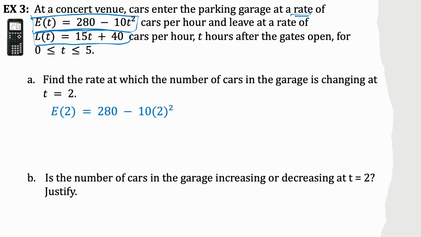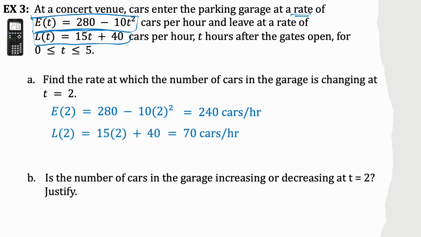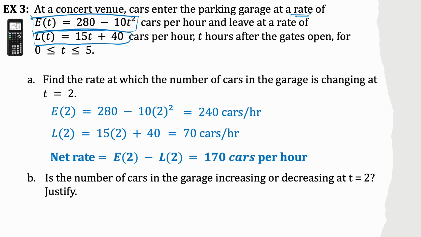Well, E of 2, the rate at which they're entering, is 240 cars per hour. L of 2, the rate at which they're leaving, is 70 cars per hour. So the net rate is entering minus leaving, about 170 cars per hour. Part B, is the number of cars in the garage increasing or decreasing at t equals 2? Well, 170 is bigger than 0, so increasing.